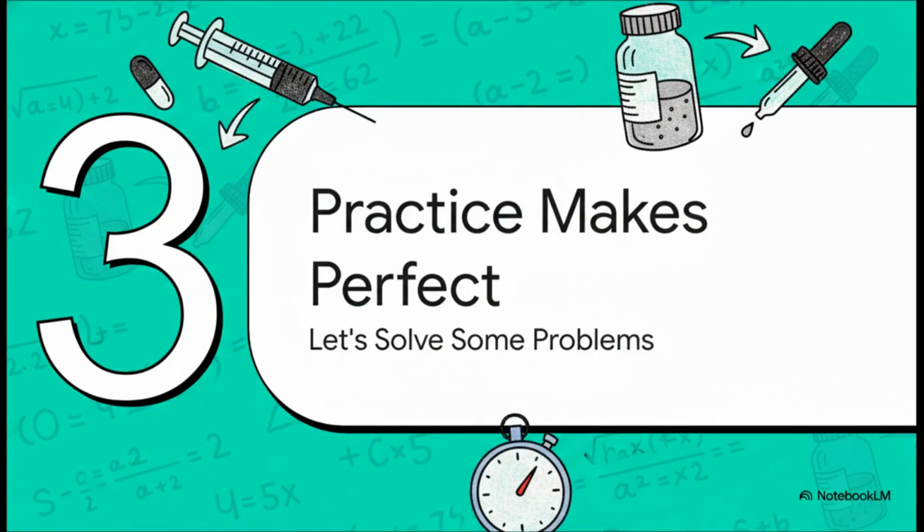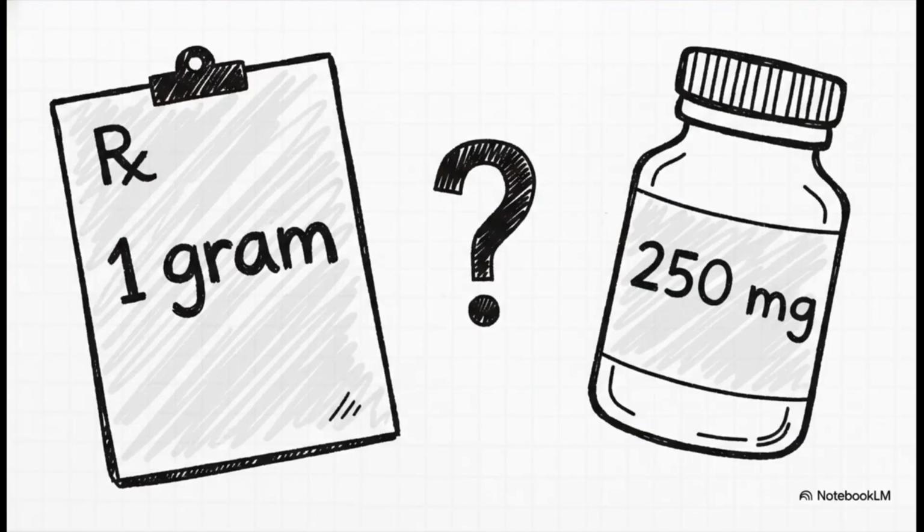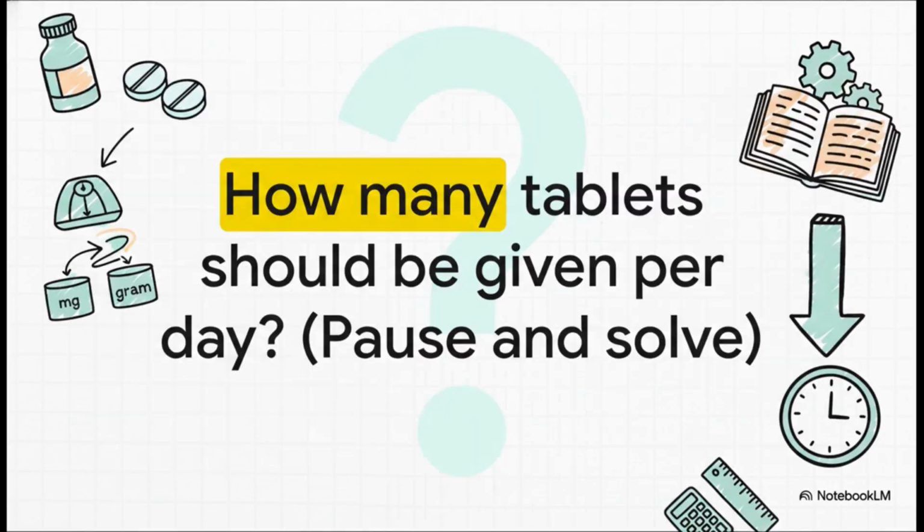Sound good? All right, here's our first one. The order is for 1 gram of erythromycin. You go to the med cart, and the tablets you have are 250 milligrams each. Right away, you can see that mismatch, right? Grams versus milligrams. So what's your first move? Go ahead, hit pause right here, and apply that golden rule we just talked about. Convert first, then solve. We'll be right here when you're done.